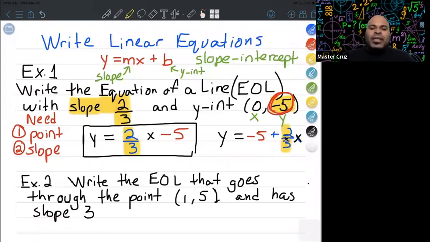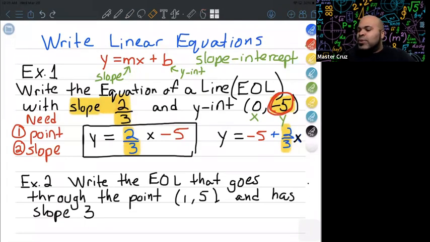What matters is the number with the x is the slope, and the number by itself without the x is your y-intercept. And if for some reason there was no y-intercept, so if I'm looking at this problem and there's no -5, that's the entire equation, then the y-intercept is 0 because we don't write +0 or -0. We don't write anything. So that will be the y-intercept 0. But in this case, it's -5. So let's leave it right there.